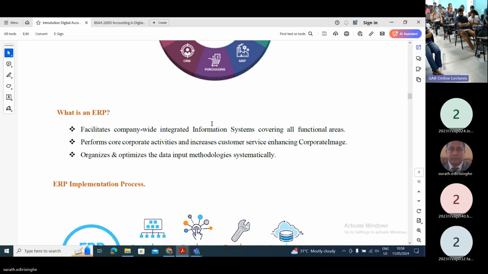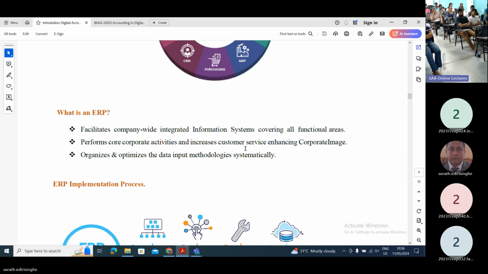What is an ERP? ERP is facilitating a company-wide integrated information system. The entire organization, entire business, covering all departments and all functions. After implementing an ERP, it performs corporate activities, fundamental business activities, increases customer service and enhances corporate image.